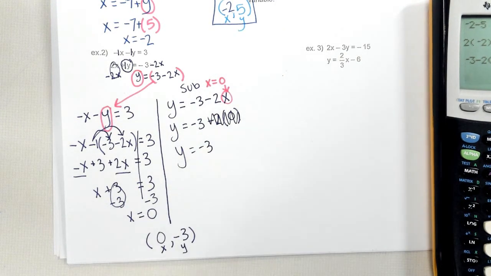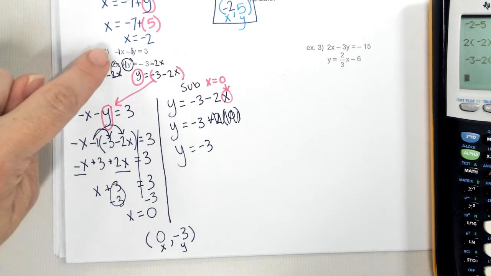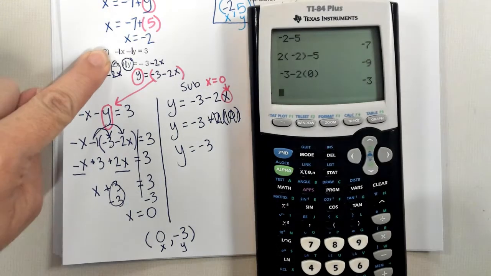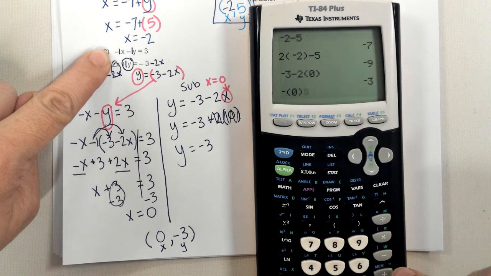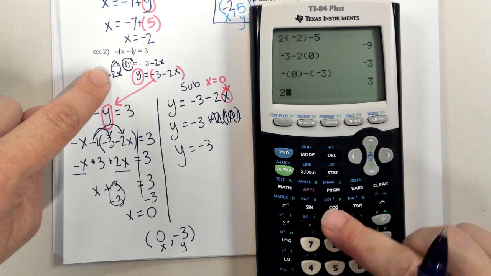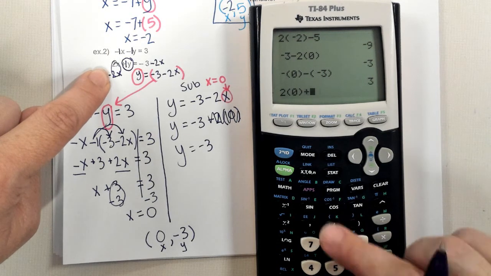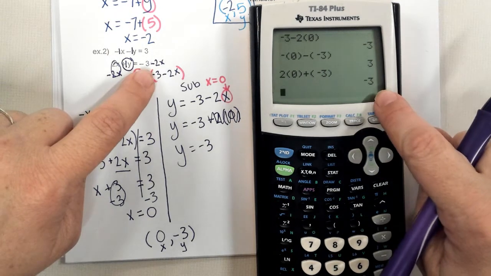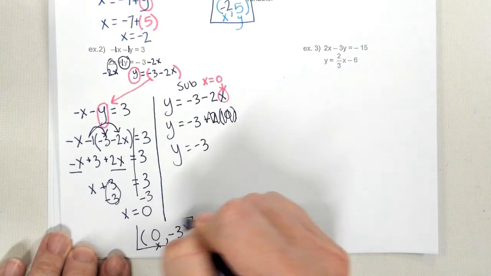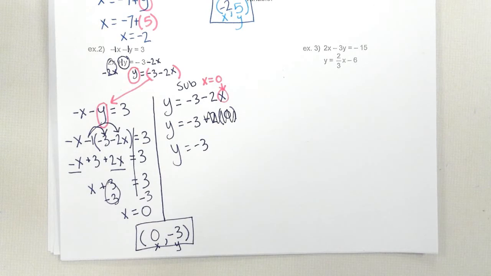Can you check your work? Yes. Now when you check your work, don't ever plug it into these. Plug it into the originals that we didn't change. So if I plug it into this first one, I have negative parentheses x is 0 minus negative 3. And did it equal positive 3? Yes. So then my other one, 2 parentheses 0 plus y is negative 3. Did it equal negative 3? Yes. So we did it correctly. So this is my answer. Any questions with that?